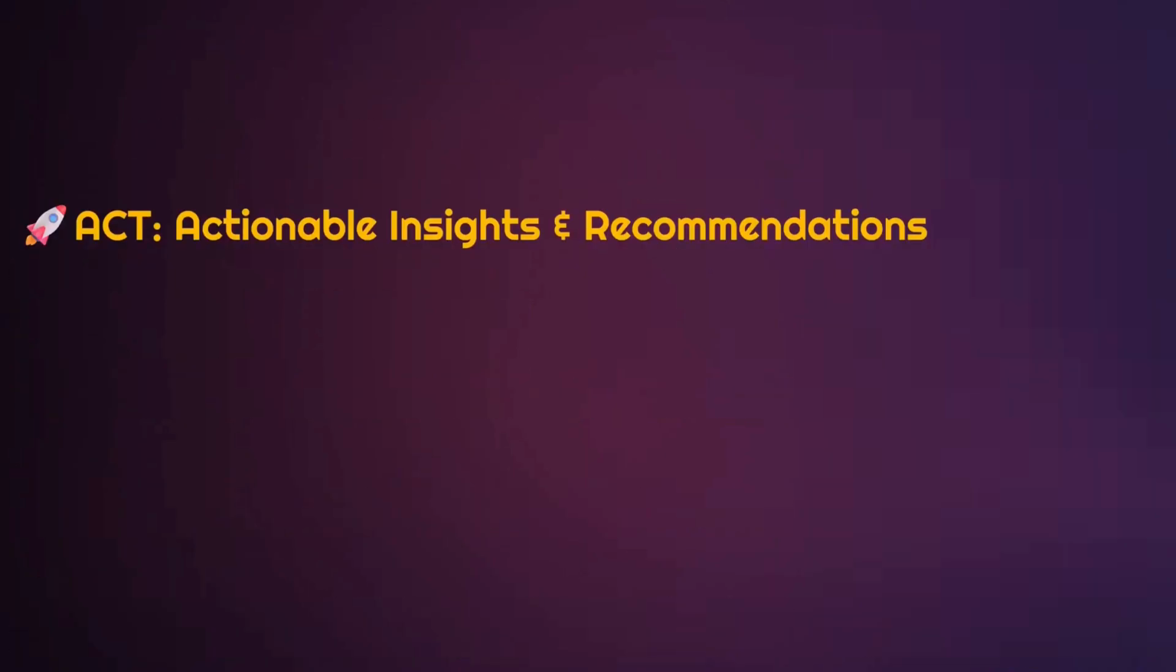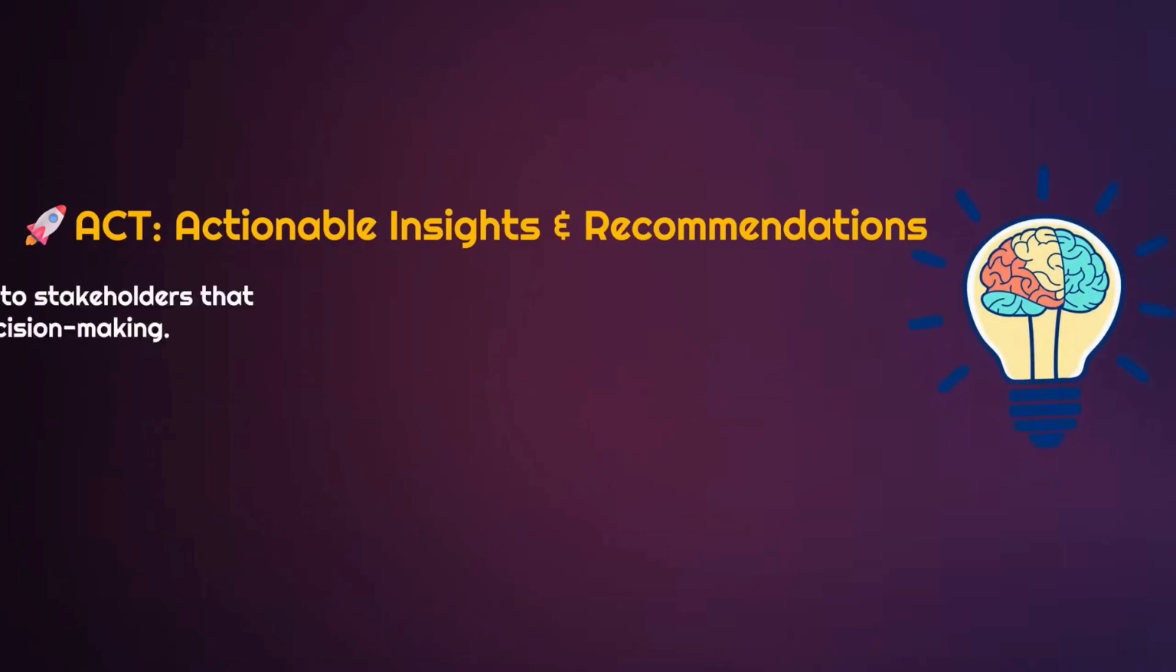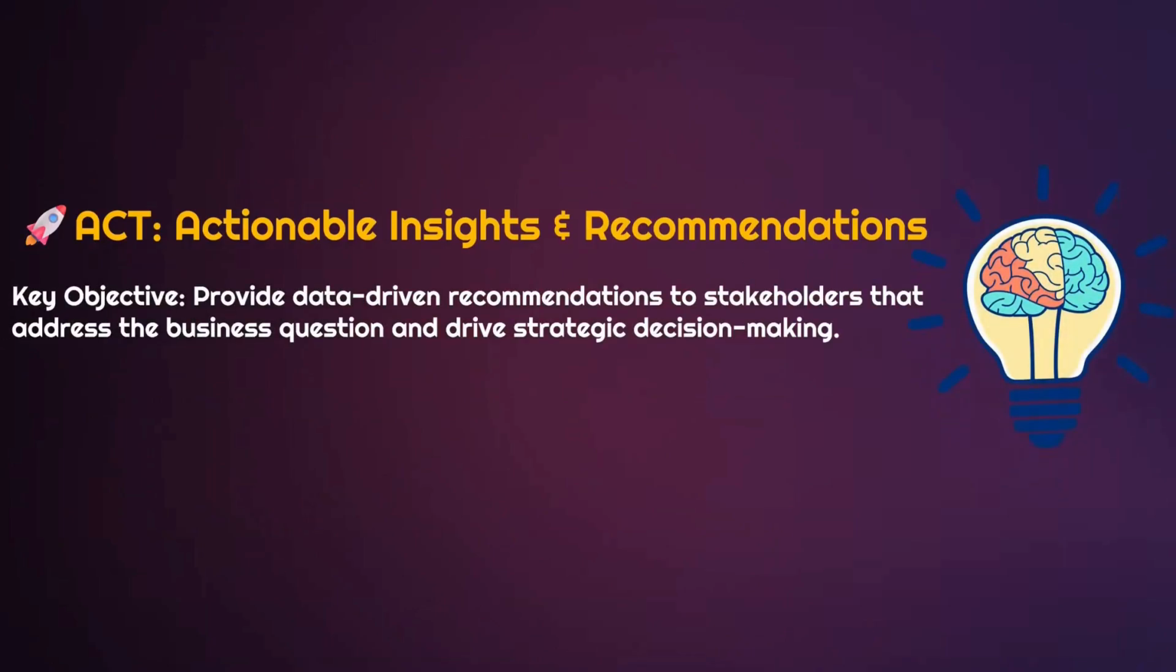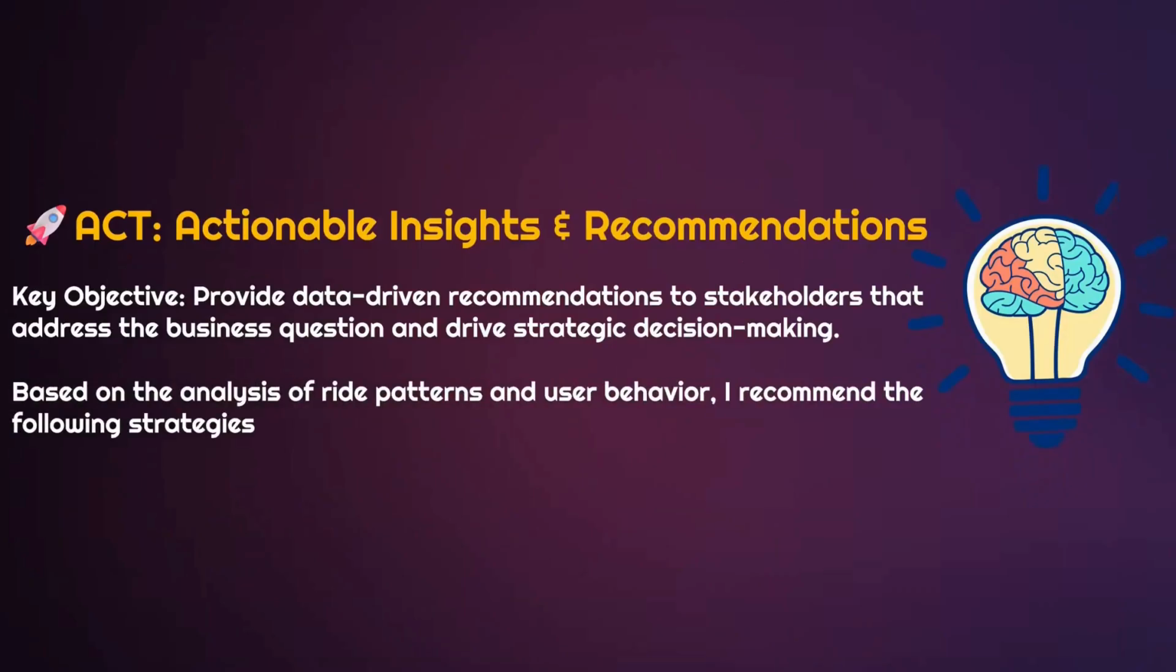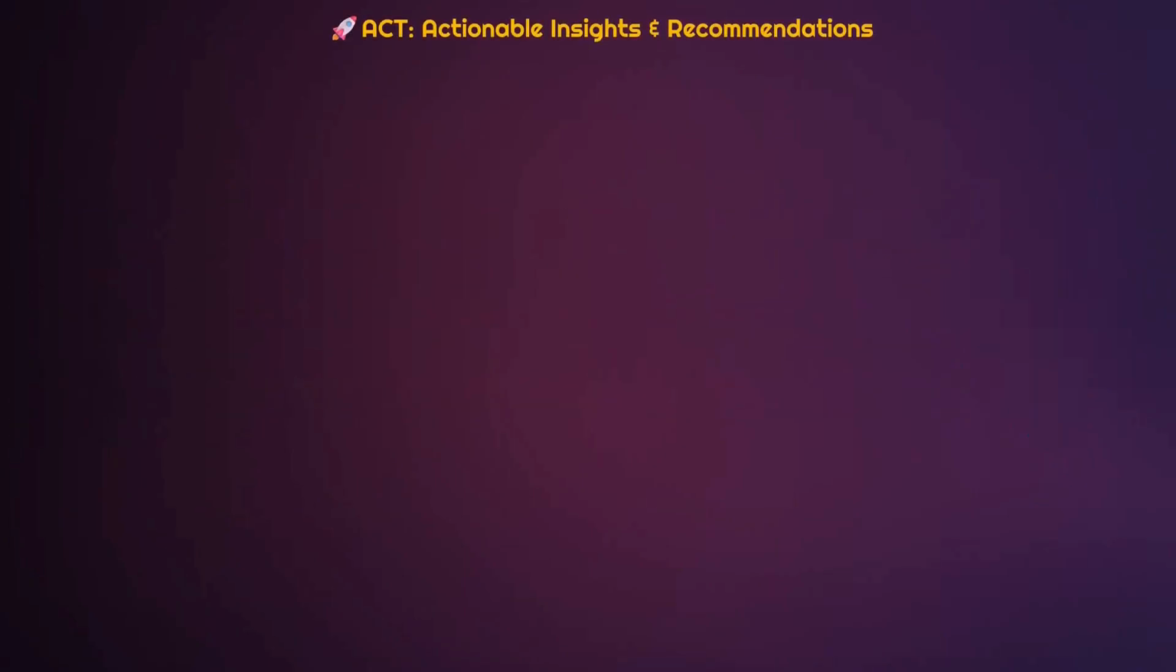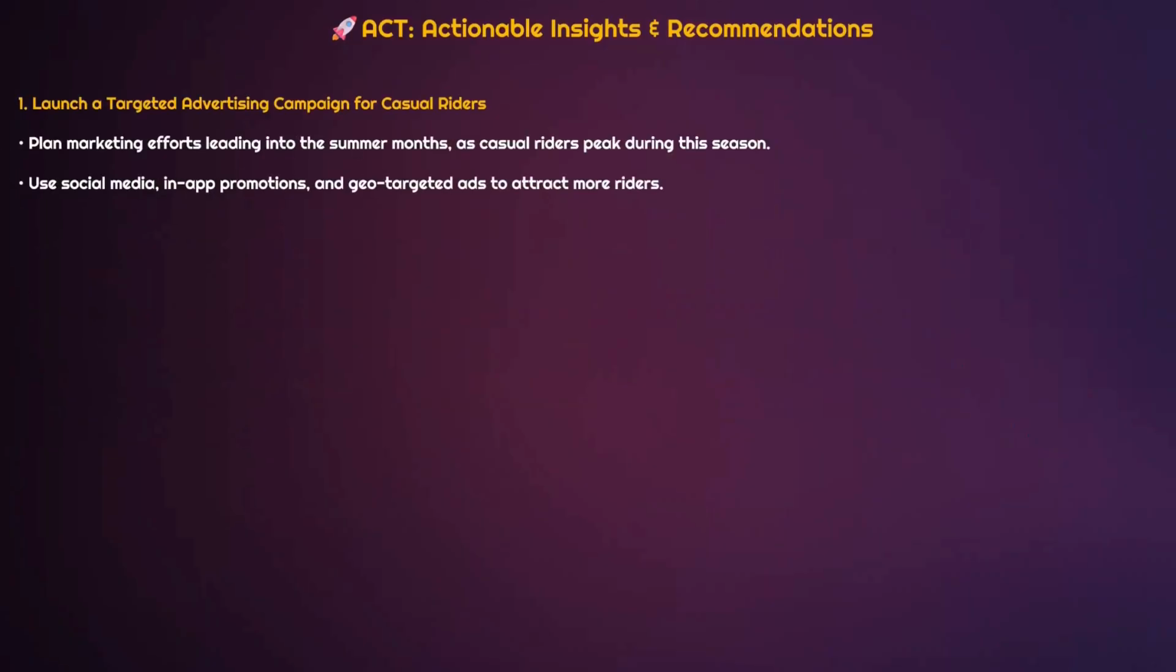Now, finally, my actionable insights and recommendations after checking and analyzing the whole data set. Number one, launch a targeted advertising campaign for casual riders. Plan marketing efforts leading into summer months, as casual riders peak during this season. Use social media, in-app promotion, and geo-targeted ads to attract more riders.